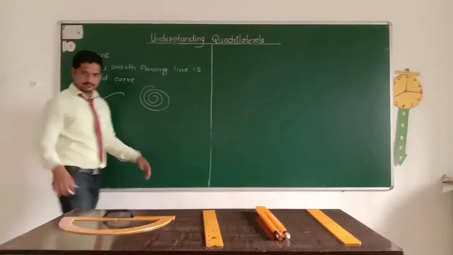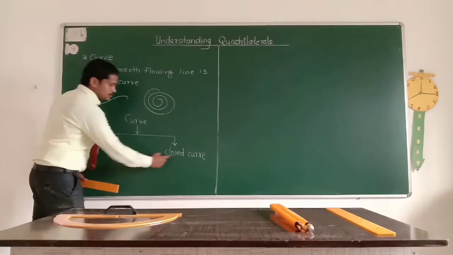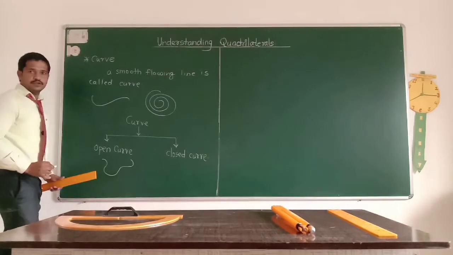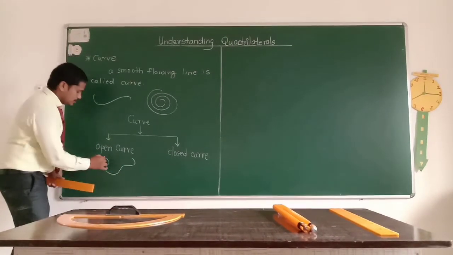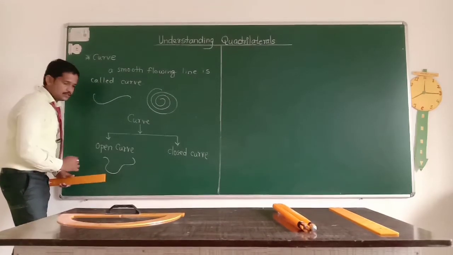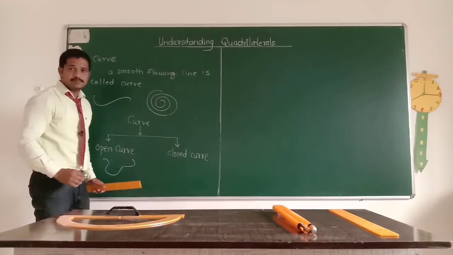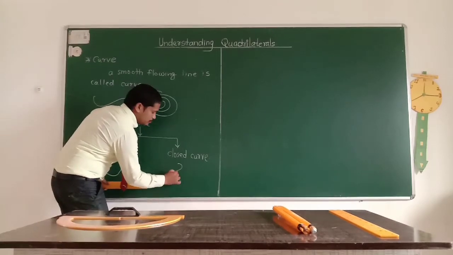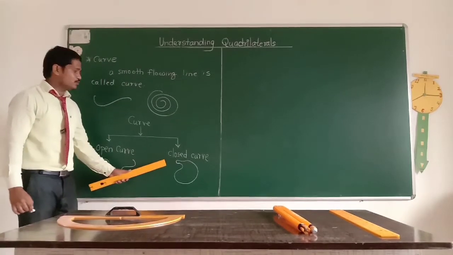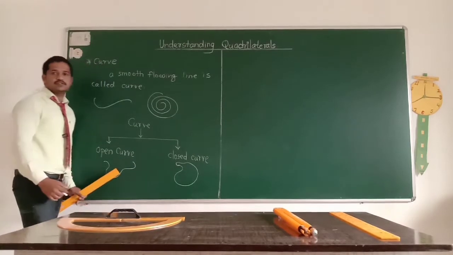So the curves further are classified into two types: open curve and closed curve. Okay, so we can see this is open curve. So what can we say about the open curve? The curve whose starting and ending points are different and they do not meet each other, that type of curve is known as the open curve. And what is meant by closed curve? The curve whose starting and ending point is same, that type of curve is known as the closed curve. So this is the basic difference between open curve and closed curve.